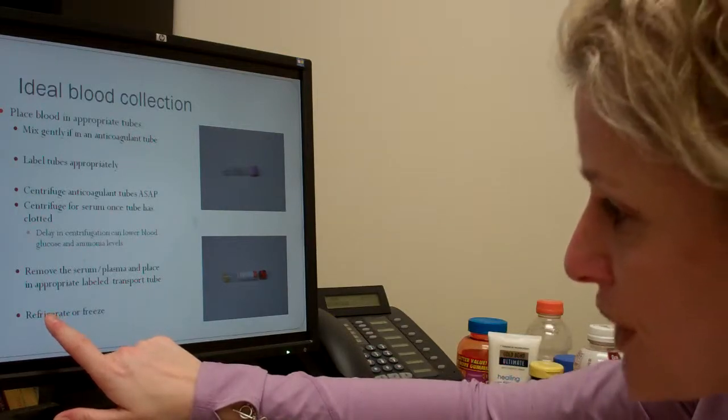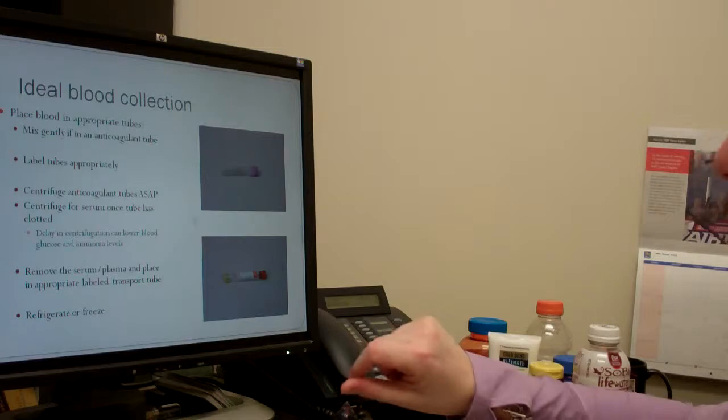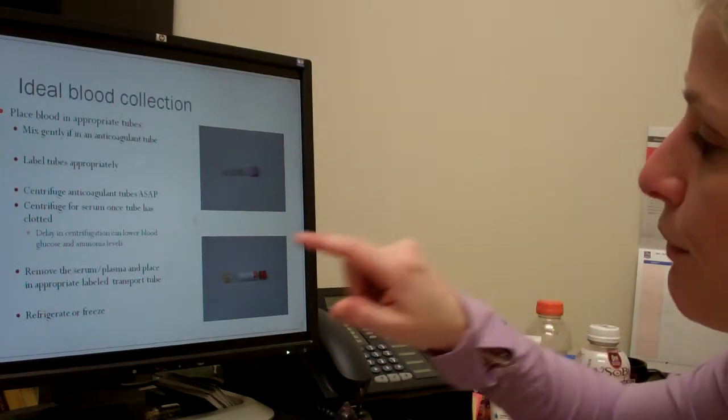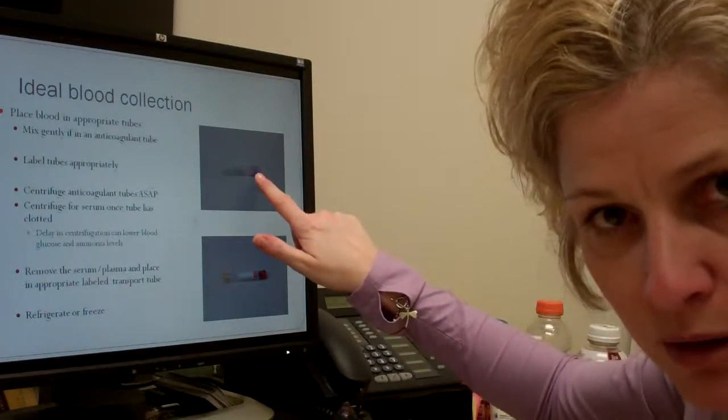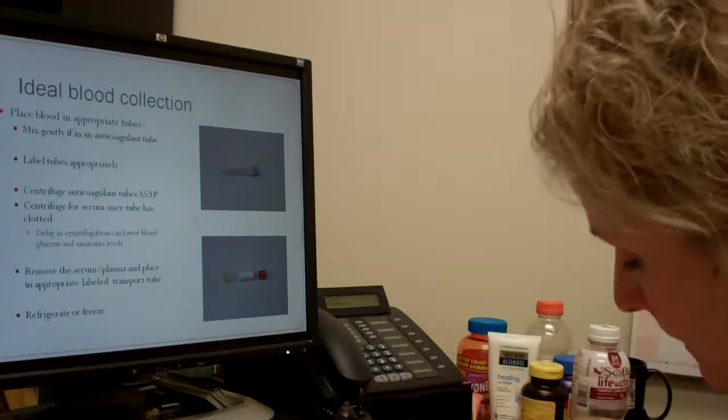We can refrigerate whole blood, we can refrigerate serum, we can refrigerate plasma. We cannot freeze whole blood, but we can freeze serum or plasma and keep it for many, many months.